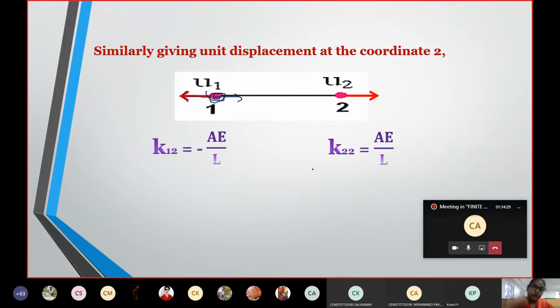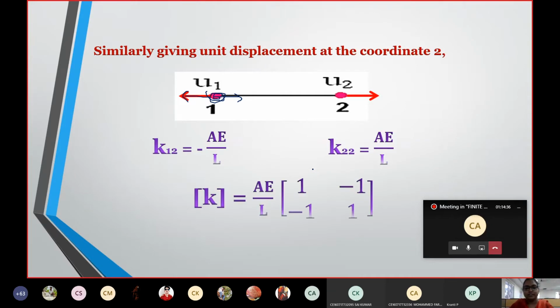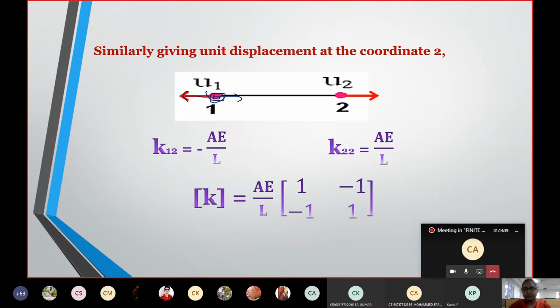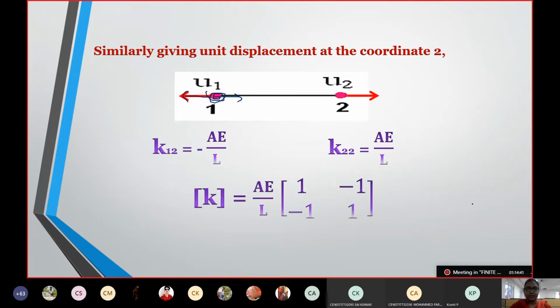So for the two-noded bar element, we got all 4 terms of the stiffness matrix. If we combine them, this is the stiffness matrix for a two-noded bar element. I just took AE by L common. So the K matrix is equal to AE by L into [1, -1; -1, 1].